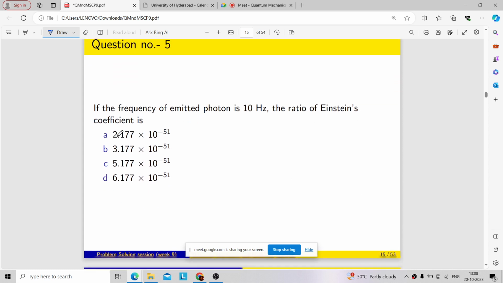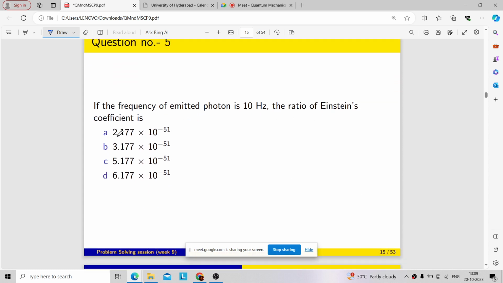Then moving on to the next question. If the frequency of emitted photon is 10 Hz, then the ratio of Einstein coefficient A over B will be how much? So just now I gave you the formula. It's pretty straightforward. You know the frequency and you know all the constant values. So you have to put in all the values, then find the answer.